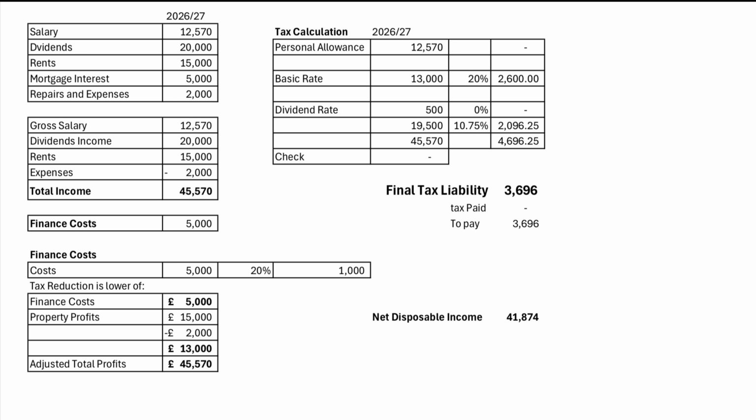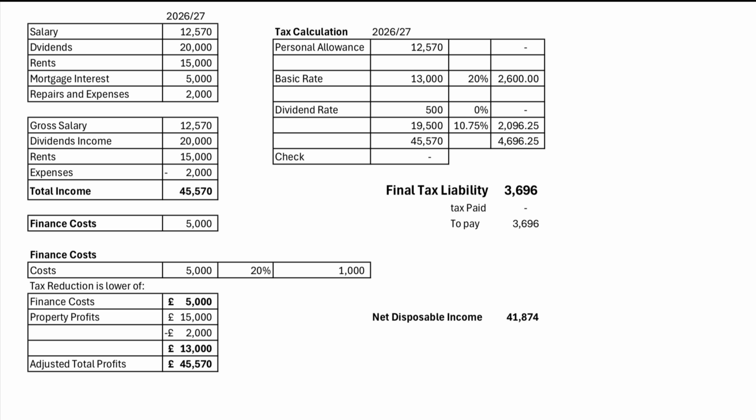So from our $4,696.25, we take off 1,000 to give us our final tax liability, which is $3,696.25 to be specific, but $3,696 is the tax that we will need to be paying.